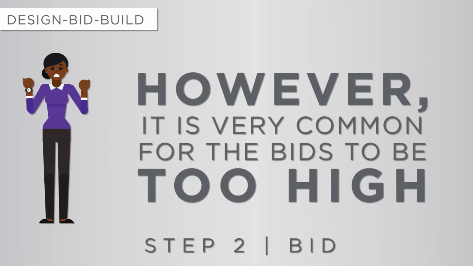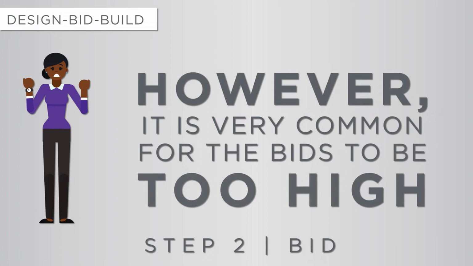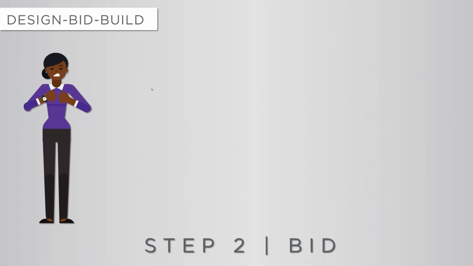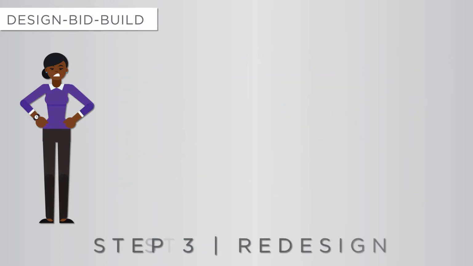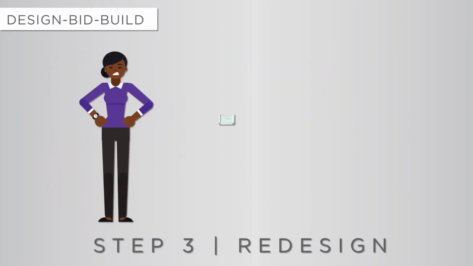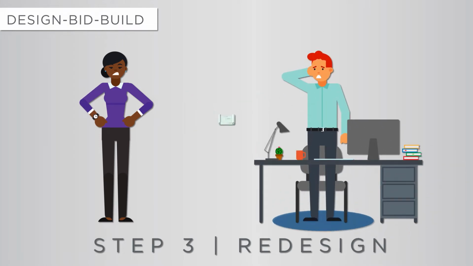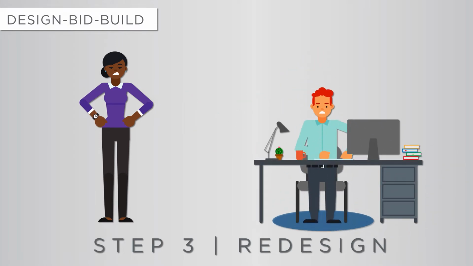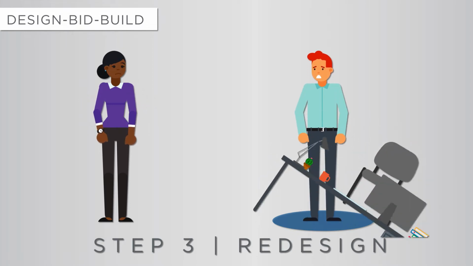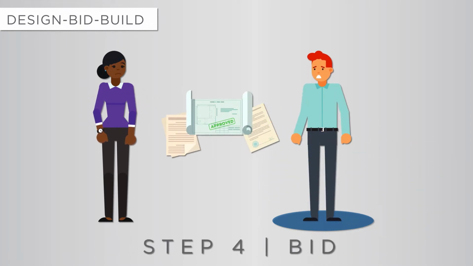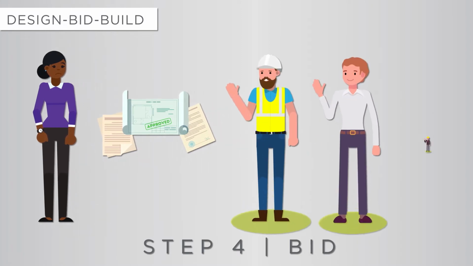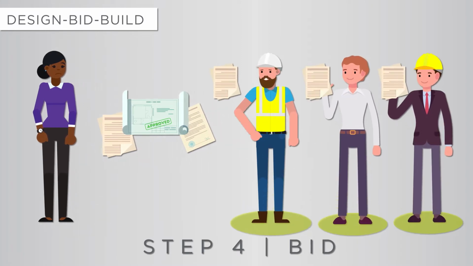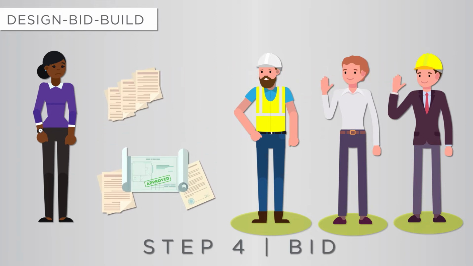However, it is very common for the bids to be too high to be negotiated. This will force you to either increase your budget or to adjust the design of the building. Step 3. Redesign. If a redesign is necessary, the design team works to adjust the design to fit within the budget. After significant changes are made, you will receive a revised set of contract documents. Step 4. Bid. With the new contract documents, the bid process must be repeated. Steps 3 and 4 will be repeated until the design can be built within the budget.